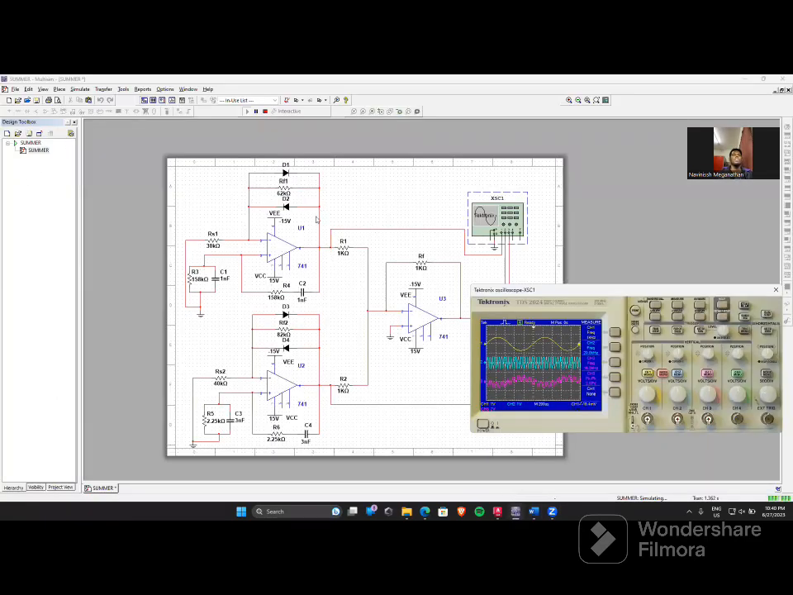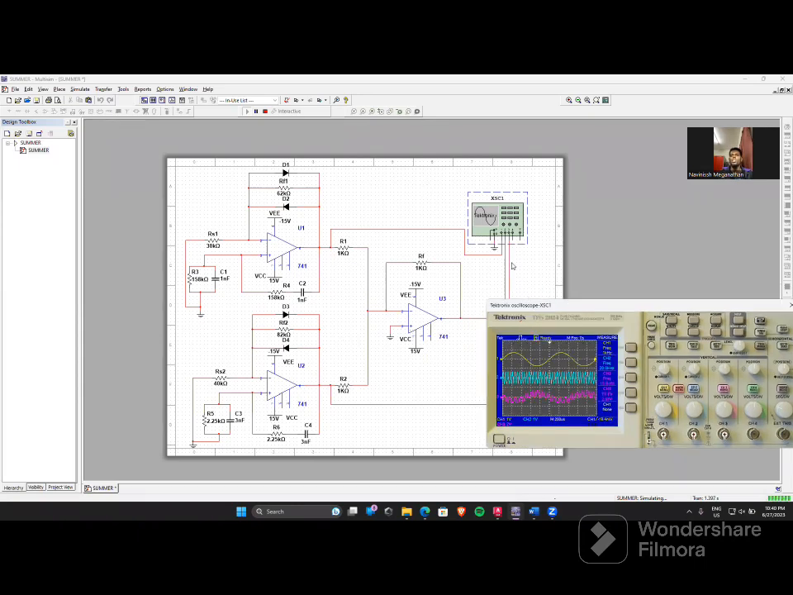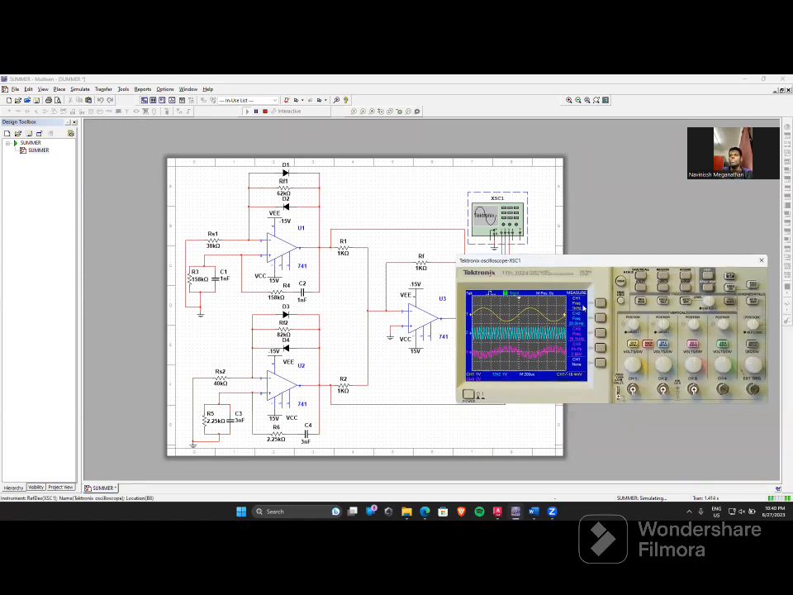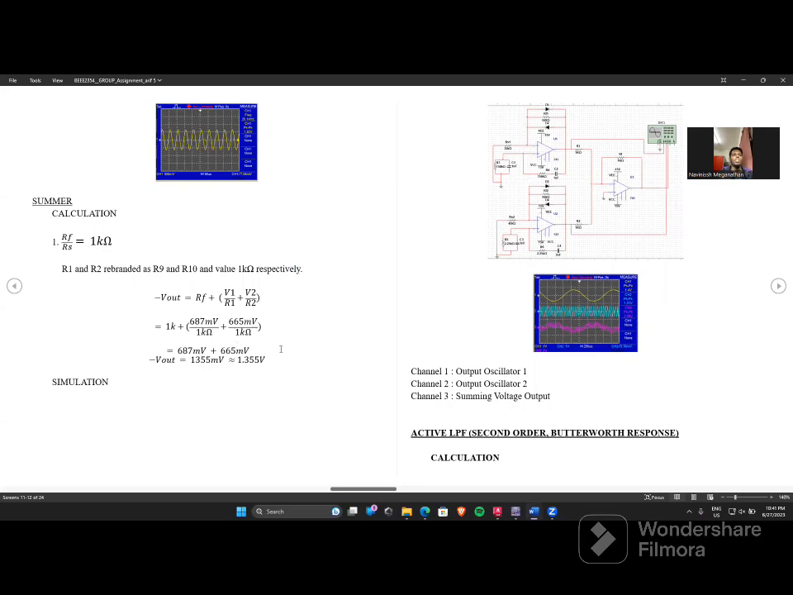This is the oscillator circuit, and this one is the summer rectifier circuit. Channel 1 is the oscillator, the frequency is 1 kilohertz. Channel 2 is 20 kilohertz, and channel 3, the summer, is 16.6 kilohertz. For channel 3, the voltage is peak to peak 2.66 volt. Divided by 2, we get 1.3 something volt. This is the simulation and the circuit. That's all from me.